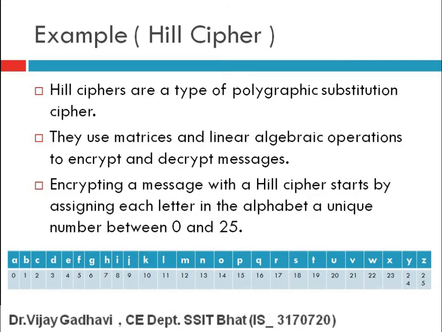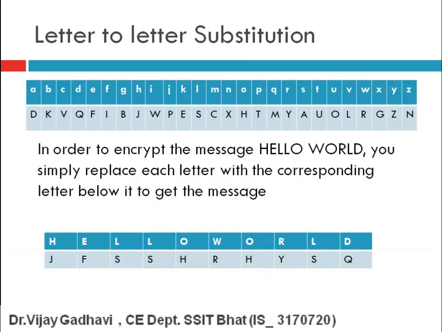Few examples here, you see alphabets and numbers. The Hill cipher is a type of polygraphic substitution. They use a matrix and linear algebra operations to encrypt and decrypt messages. To encrypt a message with a Hill cipher, start by assigning each letter in the alphabet a unique number between 0 and 25. Letter to letter substitution, you have already seen. In order to encrypt the message hello world, you simply replace each letter with the corresponding letter below it to get the message.